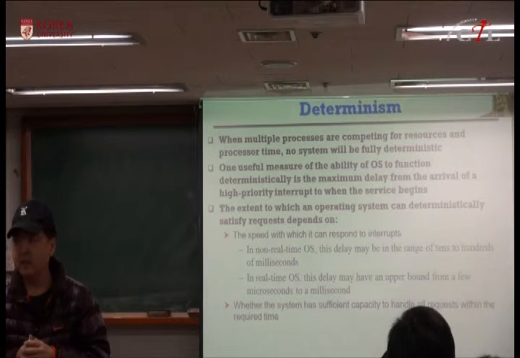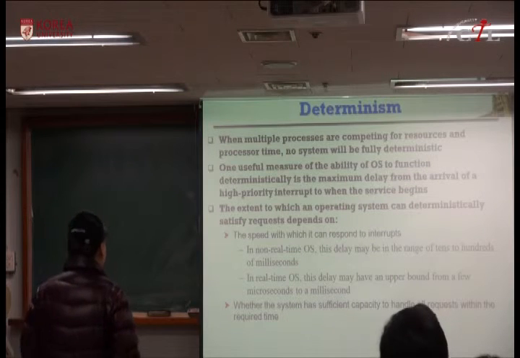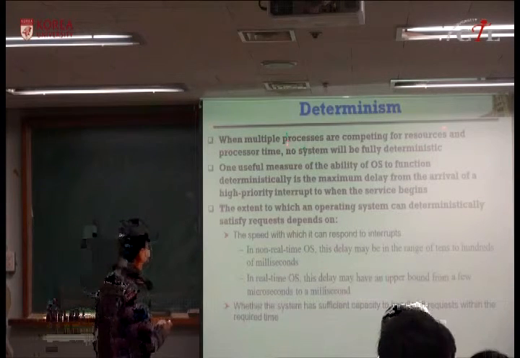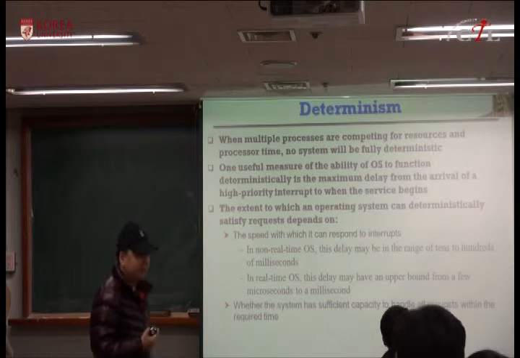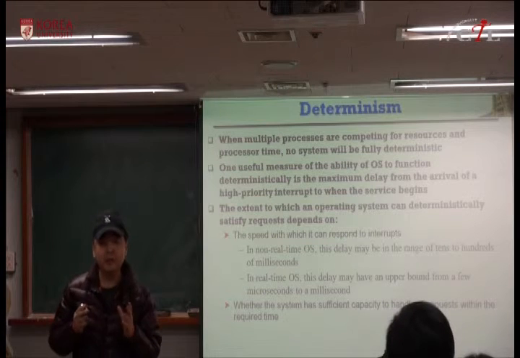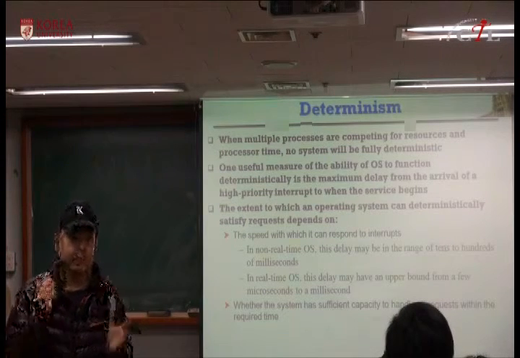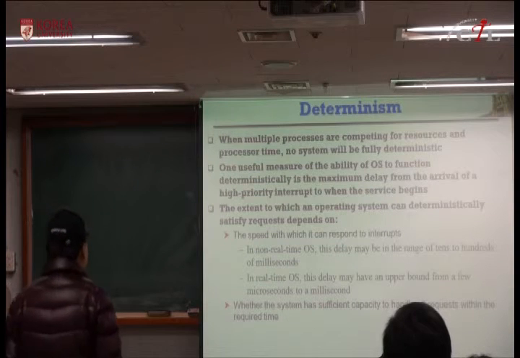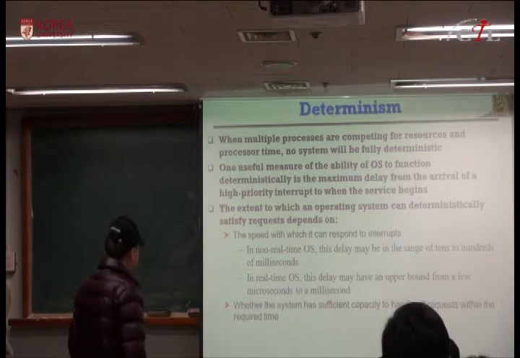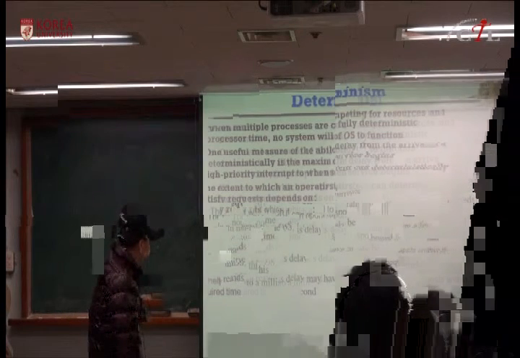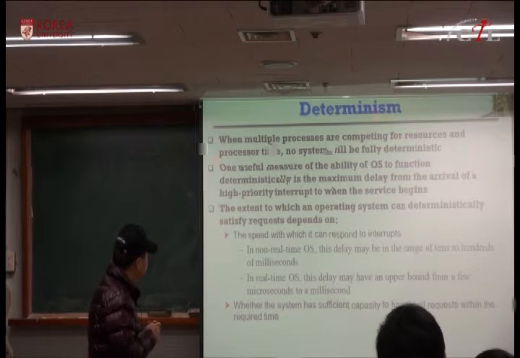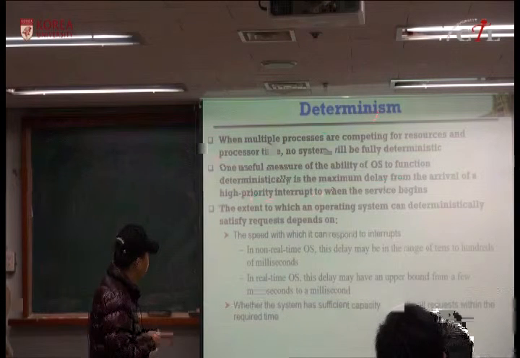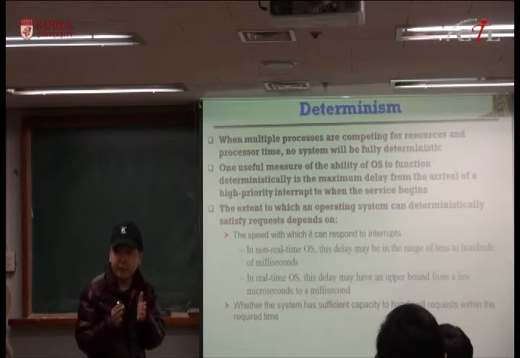That's what this slide is trying to tell. But when multiple processes are competing for resource and process time, no system can be fully deterministic. Deterministic means it's not easy to guarantee this delay because there are multiple processes competing for resource and process time. And one measure to measure this determinism is to measure this delay from the arrival of interrupt to when the service begins, just before the service begins.